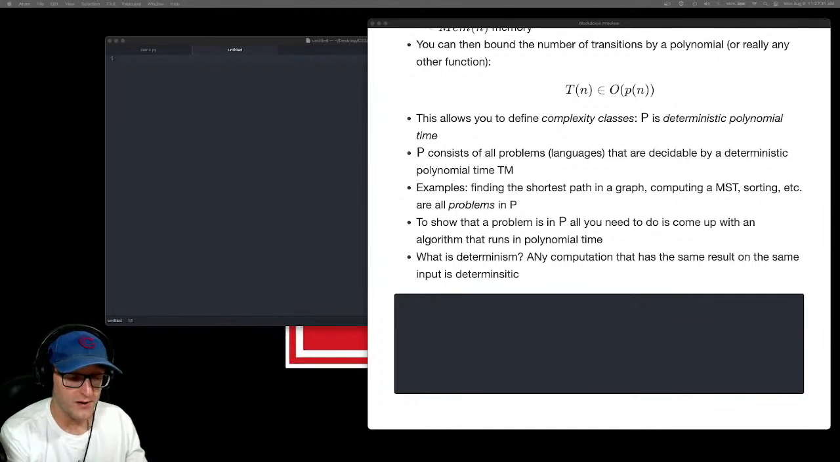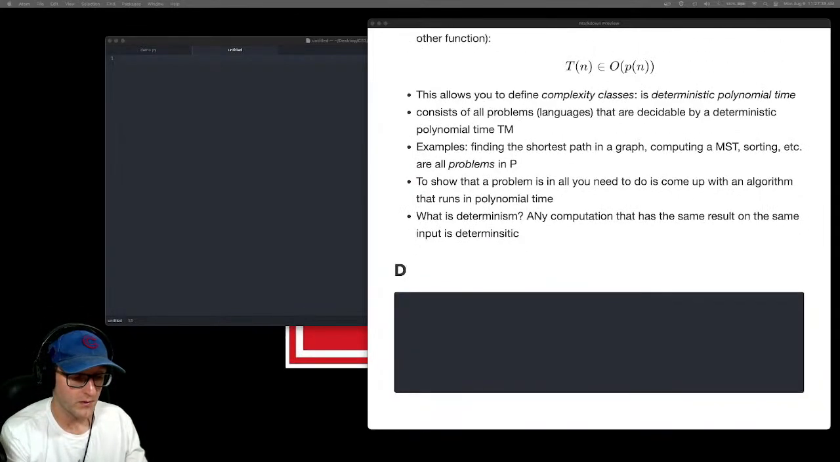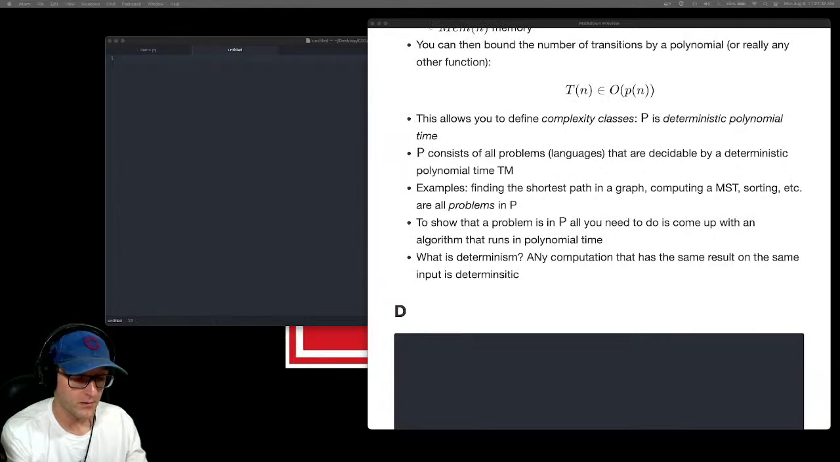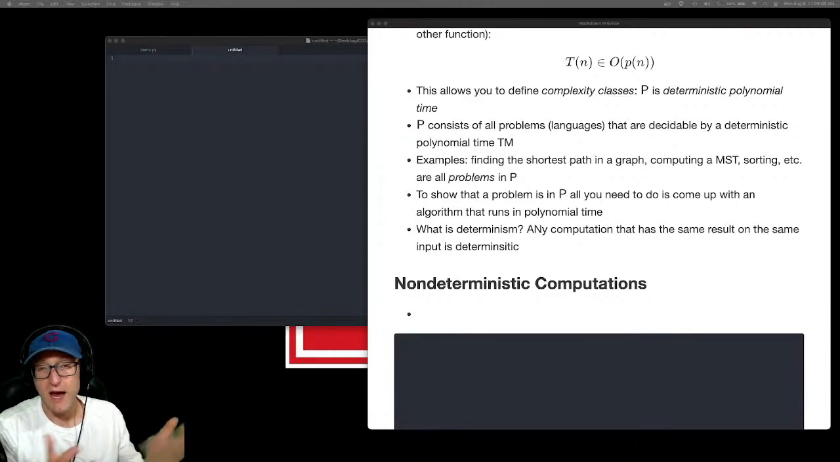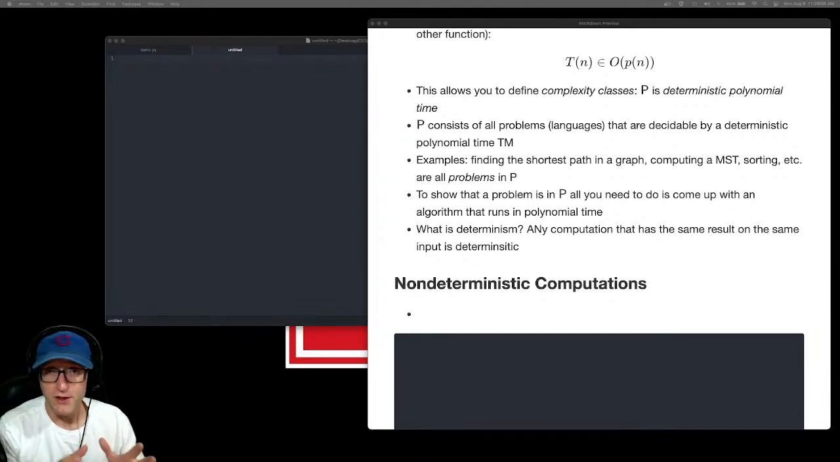What is non-determinism, though? Non-determinism is basically magic, for lack of a better word. Non-determinism is not a real computational model. You can't build a non-deterministic machine. You can't build a laptop that uses non-determinism. It's more of a mathematical notion that surprisingly captures a lot of ideas from logic and other areas, and turns out to be really useful for comparing classes of problems to each other.